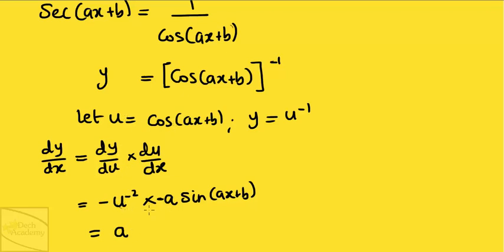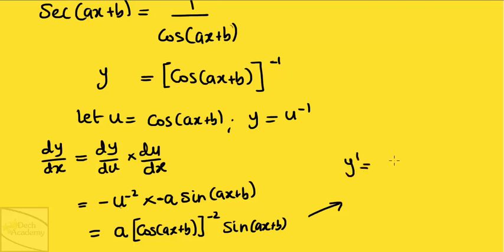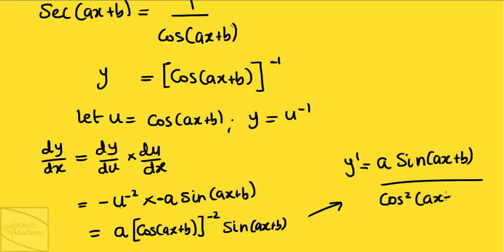u is cos(ax plus b), so cos(ax plus b) to the power of minus 2 times sine(ax plus b). You can leave it like this, or you can just rewrite it as, so dy/dx is a sine(ax plus b) over cos squared(ax plus b).